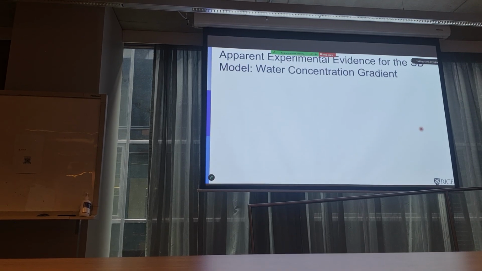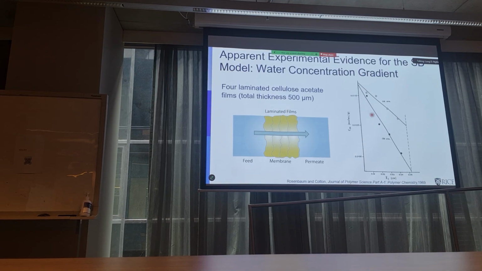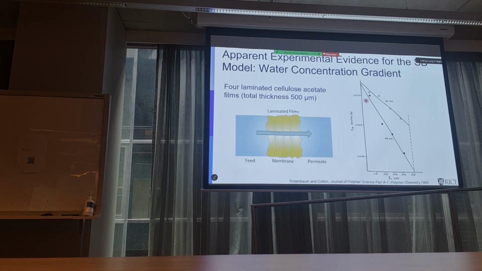So the first experiment in 1969 was by Rosenbaum and Cotton. They took cellulose acetate films. They were not reverse osmosis membranes. Cellulose acetate films, they stacked them, put them in a reverse osmosis cell, measured the water flow through them, and at the end of the experiment they stopped, opened it, and measured immediately the water content in each film. So this is what they found. Again, these are the films, and experiment at 68 atmosphere, this is the data. And here, higher pressure, this is the data. So they find some water content gradient, look at this.